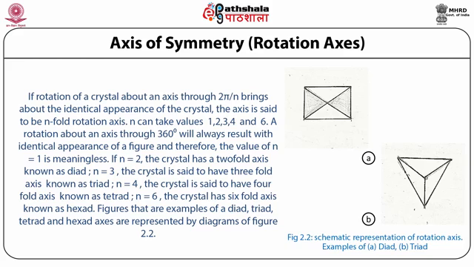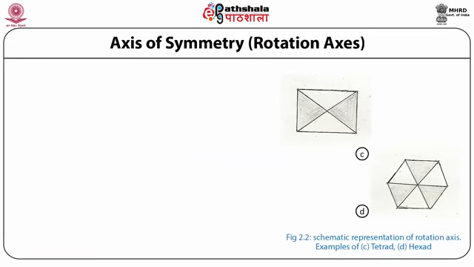Figures that are examples of dyad, triad, tetrad, and hexad axes are represented by the diagrams of figure 2.2. Figure 2.2 is a schematic representation of rotation axes. Examples of A, dyad, and B, triad, are shown. The examples of C represent tetrad and D, hexad.